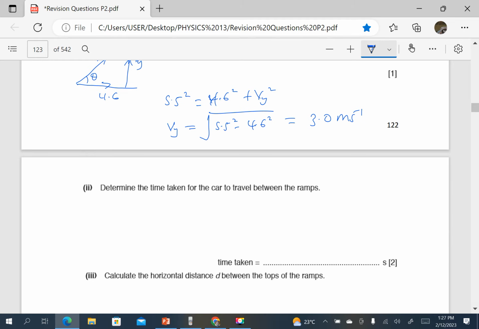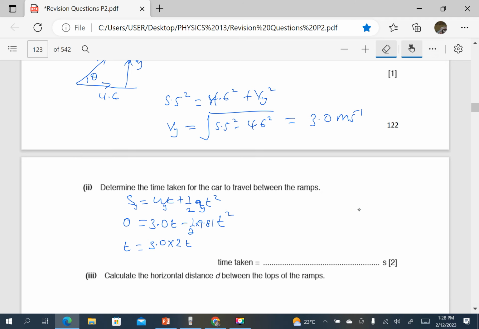So vertical displacement is 0. Using s = ut + ½at², the vertical displacement is 0, so 0 is equal to the initial velocity in the vertical, since I'm considering vertical motion, times t, plus the acceleration in the vertical. The vertical component is 3.0 times t, minus, because it's moving against gravity, ½ times 9.81 times t squared.